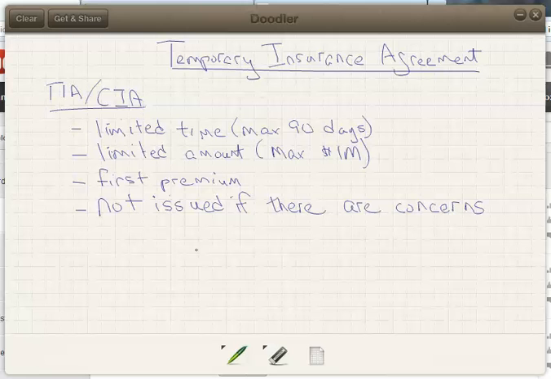And then what will happen is we have this TIA in force. So if there is a covered loss during the time when the TIA is in force, a claim should be paid. Now, something that has to happen is we do have to finish the underwriting process. So we must finish underwriting in order to facilitate the payment of a claim. And the reason for that is because we want to make sure the client was honest in the application.